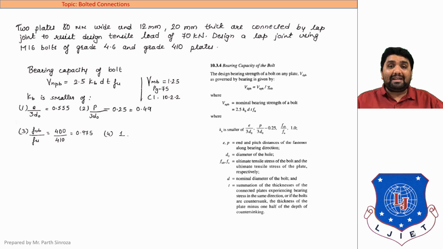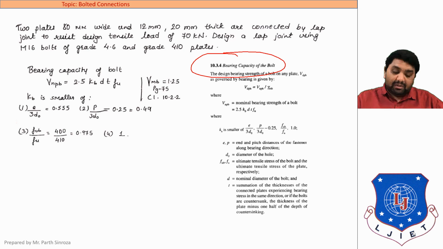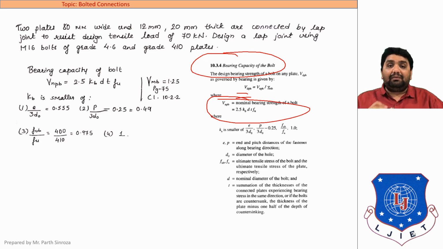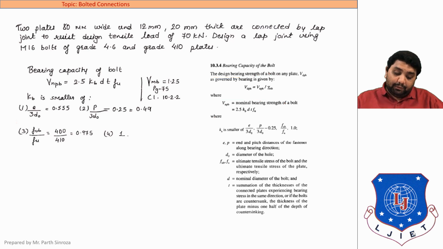Now we'll move on to the second step, that is, bearing capacity of bolt. As you can see on page number 75, clause number 10.3.4, the equation for bearing capacity is given. It is VDPB, design bearing capacity, equal to nominal bearing capacity divided by gamma MB. Again, gamma MB will be the same, that is 1.25. The first thing will be to calculate VNPB, and the equation is mentioned below: VNPB equal to 2.5 kb d t Fu. Clear?